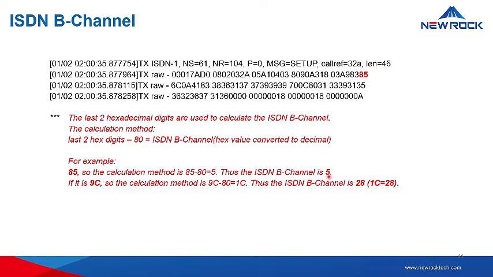Say for example it's 9C. So 9C minus 80 is 1C, which is equivalent to 28. So that refers to B channel number 28 on the screen that I showed you a while ago.